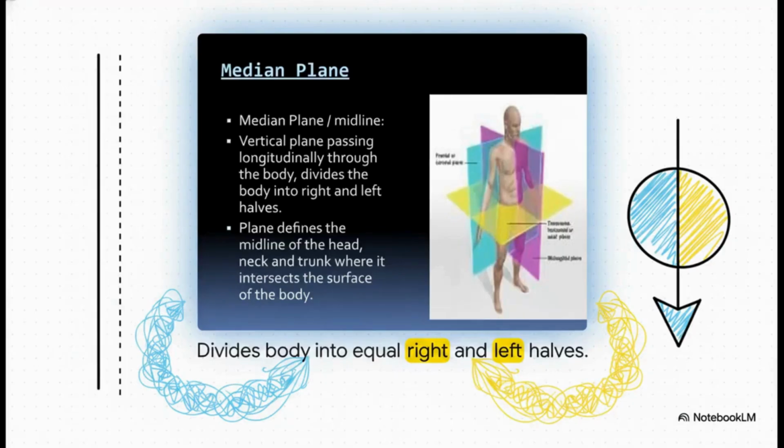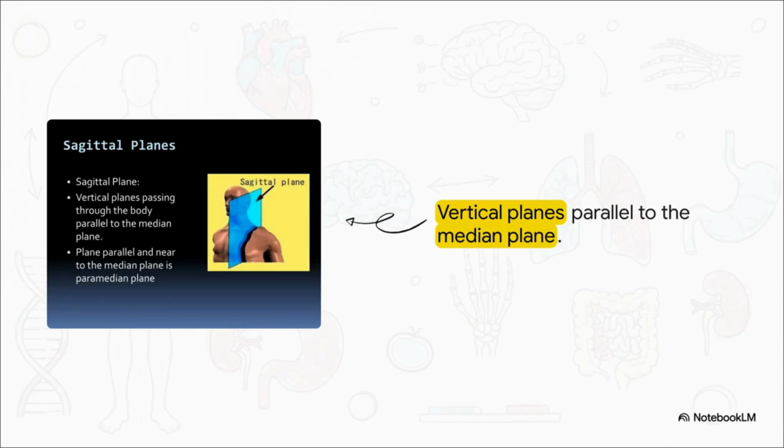First up is the median plane, which you'll also hear called the midline. This is a vertical plane that passes straight down through the exact center of the body. It perfectly symmetrically divides the body into equal right and left halves. This plane gives us the absolute midline of the head, the neck, and the trunk, right where it intersects the surface.